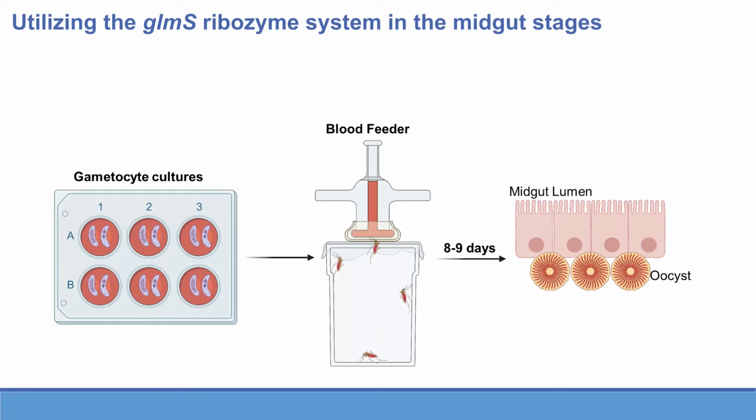So as I mentioned, the GLMS system requires the addition of glucosamine to initiate knockdown. One thing that we had to think about was the timing and delivery of glucosamine. As you can imagine, there are many different permutations of when and where you could add glucosamine. The primary strategies that we have been utilizing for knockdown are to add glucosamine to mature gametocytes prior to feeding, or by adding glucosamine to the blood feeder, with the readout for mosquito midgut survival being oocyst development in the midgut.